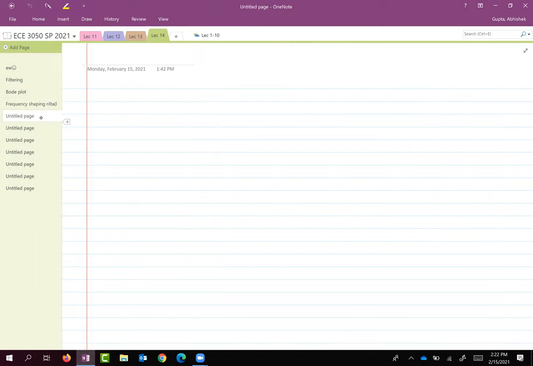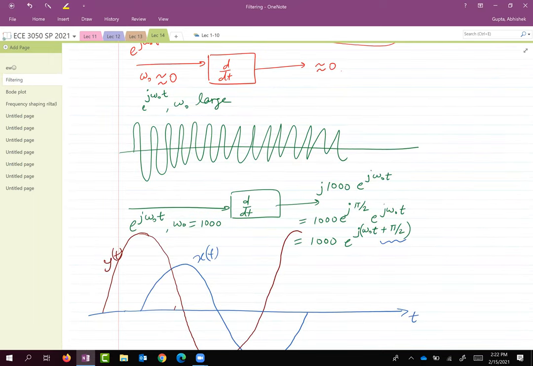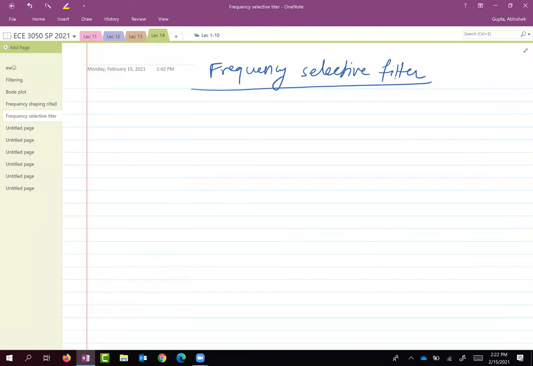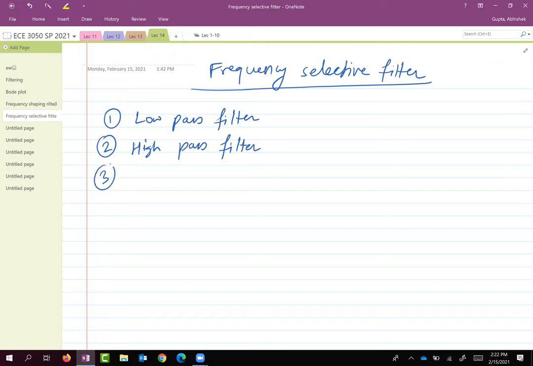The next, what was the other filter? There was the frequency selective filter. There are essentially three types of frequency selective filter. One is the low pass filter. Second is the high pass filter. And the third is the band pass filter.